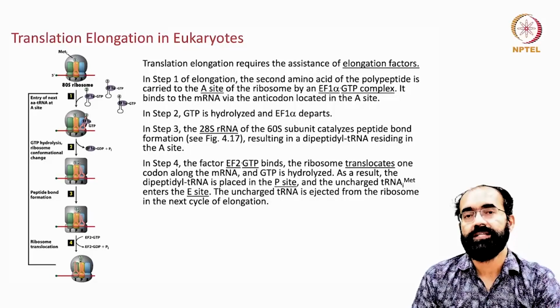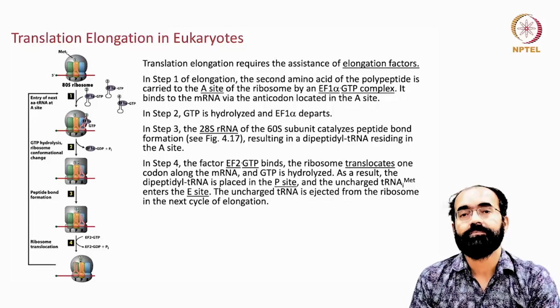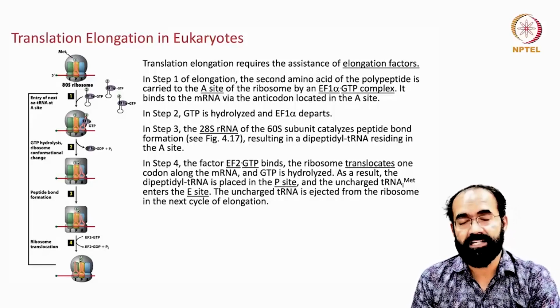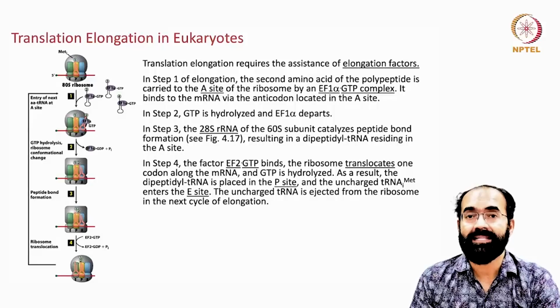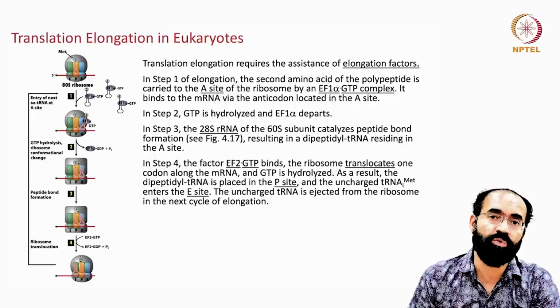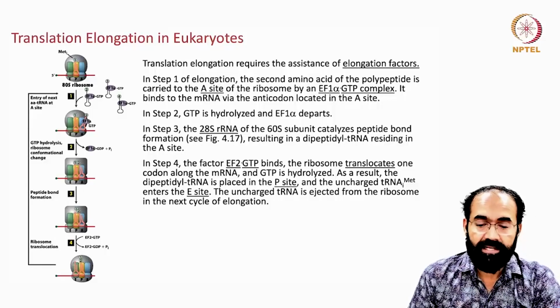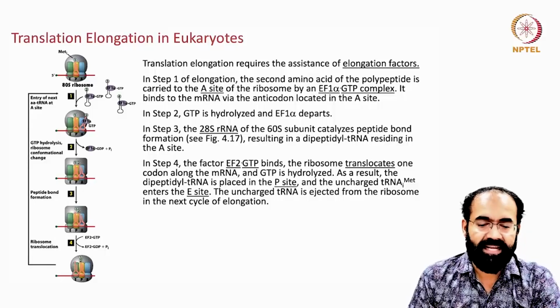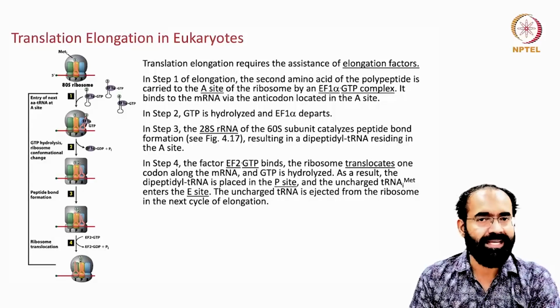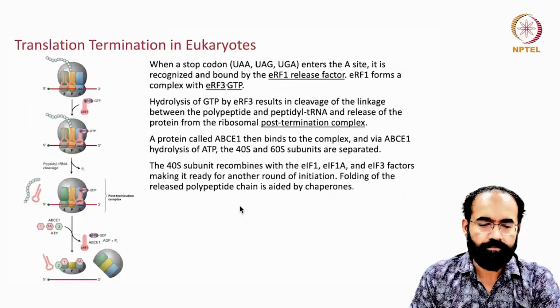So first the methionine is transferred onto the incoming tRNA, and then at the cost of energy, the dipeptide bearing tRNA moves on to the P site. The uncharged tRNA is ejected from the ribosome in the next cycle of elongation through the E site or exit site.